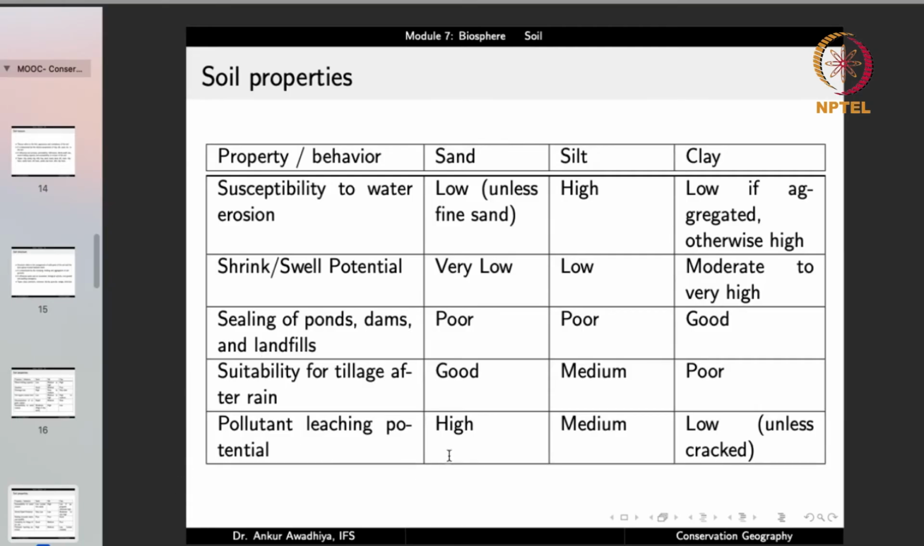Pollutant leaching potential. If sand has any pollutant with it, the moment you get water, water moves through the sand and it takes the pollutant, and the pollutant leaches away into the water body. So it has a high pollutant leaching potential. Clay has a low pollutant leaching potential because it just does not permit water to pass that easily, except when it is cracked because of shrinkage. Silt comes in between.